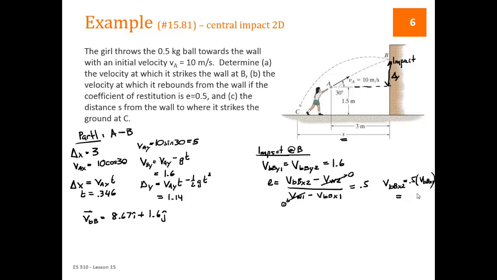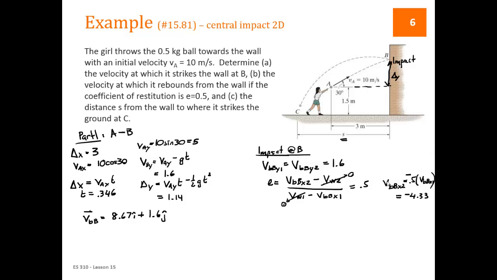So the velocity of the ball after impact in the x direction is negative. Oops, we lost our negative sign. Negative, right, because we're multiplying this positive number over, is going to be negative 4.33. Which makes sense, right? If we look at this, we're coming in positive, we're going to go out negative, we're coming in with a bigger velocity than we're going out with because we lost energy. So both of those things make sense.